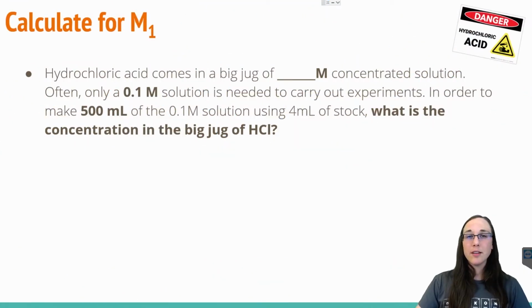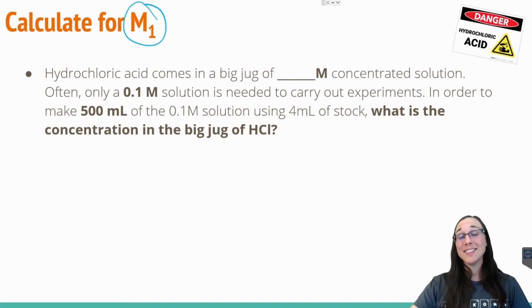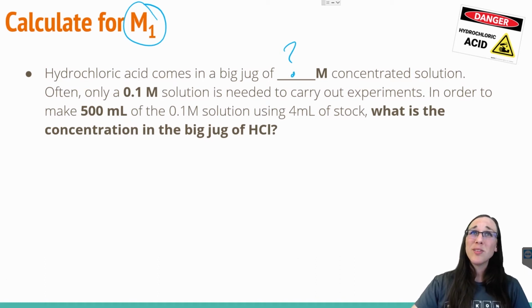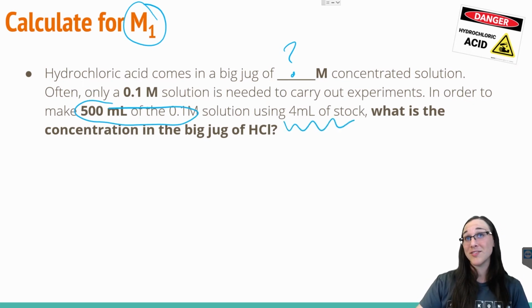Let's move on to our dilution equation, M1V1 equals M2V2. Here we'll be calculating for M1. If hydrochloric acid comes in a big jug of some question mark concentration solution, that's what we're solving for, and often we only need 0.1 molar solution to carry out experiments, and we were going to make 500 milliliters of that 0.1 molar solution using only 4 milliliters of the stock, then what is the concentration in my big jug, my original jug of hydrochloric acid?